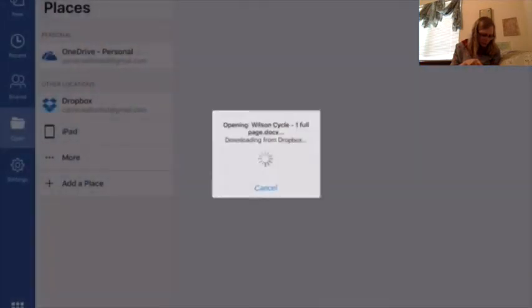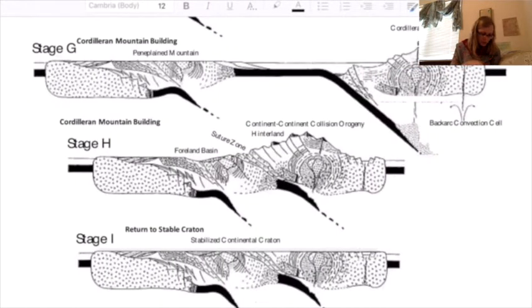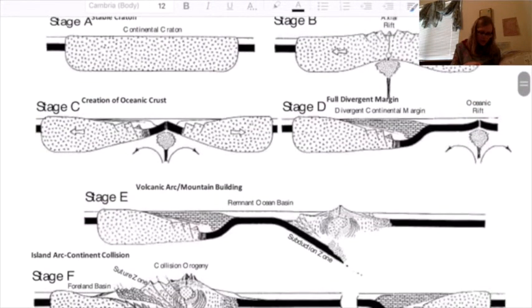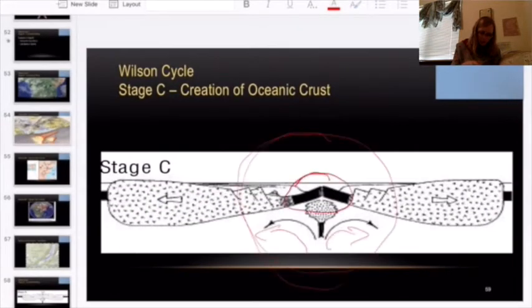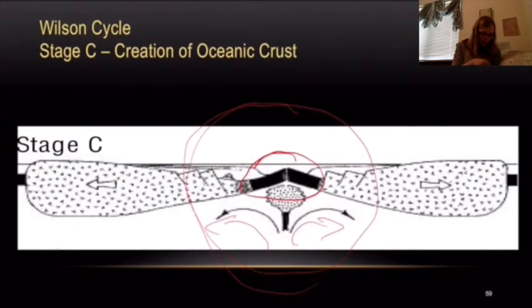Oh, where did it go? Open. Oh, nope, this one doesn't have the circles. I might send you one with circles also. But in stage C, we care mostly about what's happening inside of this big circle. We don't care about the rest of the continent.